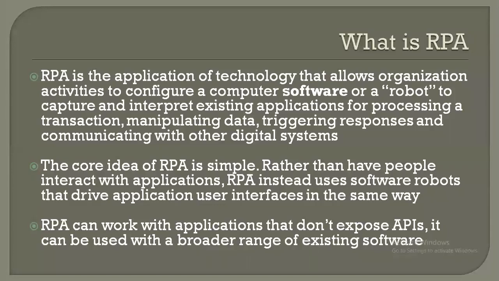RPA is a software robot that mimics human interactions by incorporating all the activities inside the process to process the transactions, manipulating data, triggering responses, and communicating with other digital systems. The core idea of RPA is very simple. Rather than have people interact with applications, RPA uses software robots that drive the application user interface in the same way. RPA can work with applications even if they don't have APIs exposed.